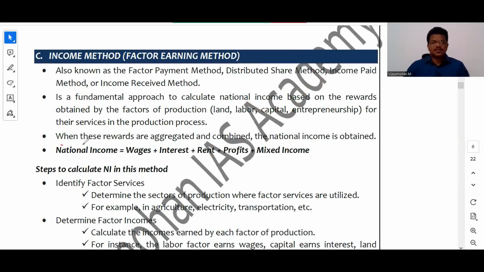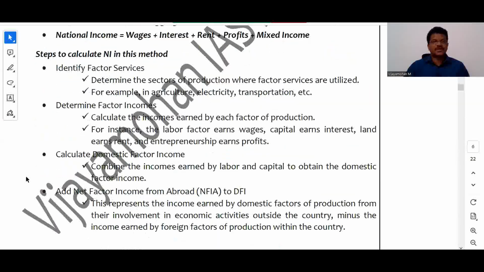So in this way, this is the basic formula. This is the basic formula for calculating national income in income method, right? Now we'll see what are the steps involved in calculating national income in this method. Steps ఏమున్నాయి? First you need to identify what are the factor services. Factor services ఏమున్నాయి ఎకానమీలో అనేది ఐడెంటిఫై చేయాలి. అంటే ల్యాండ్ కానీ, లేబర్ కానీ, ఎంటర్ప్రెన్యూర్షిప్ కానీ. So you need to first identify the factor services.